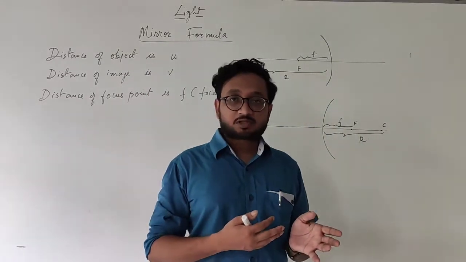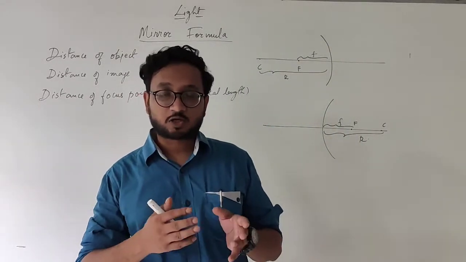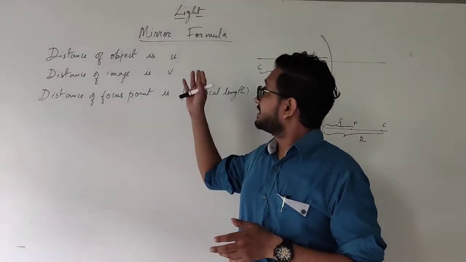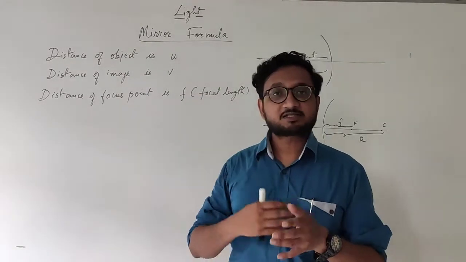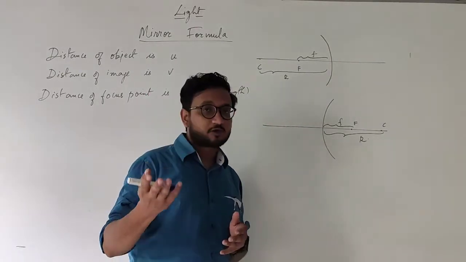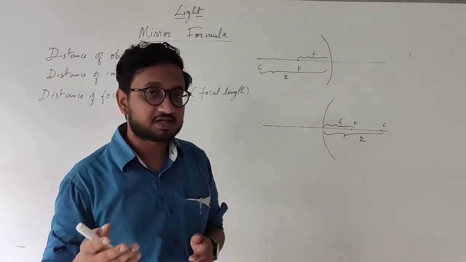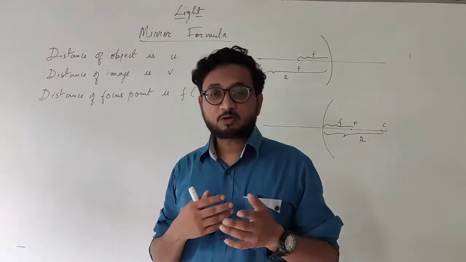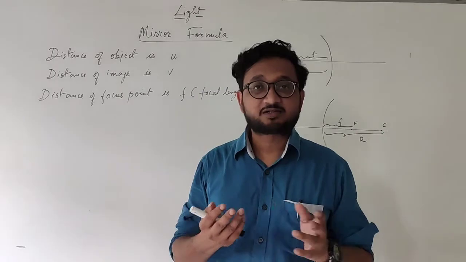In the previous video we talked about the sign convention for solving the numericals, and of course for that we need a formula. There is a formula, the mirror formula, that gives us the relation between the distance of the object, the distance of the image and the focus point. If you have any two of these things, then you can find the third one.